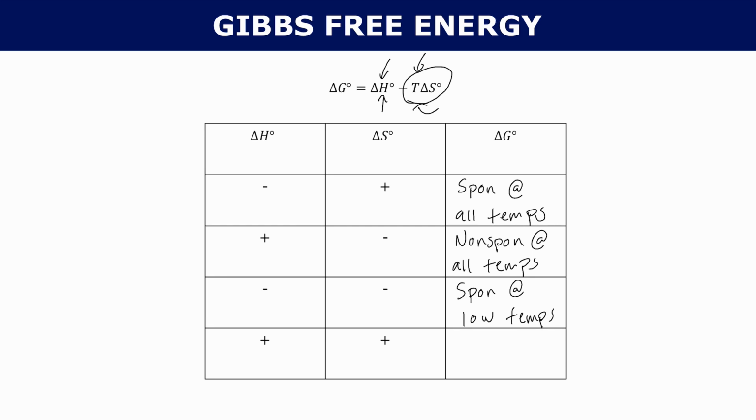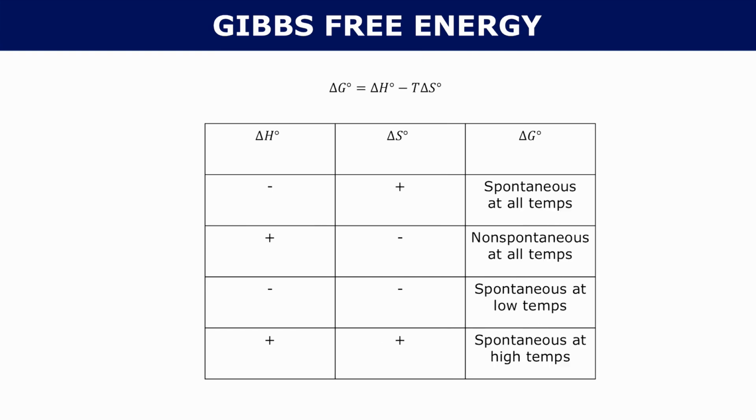Last one, positive and positive. Your enthalpy stays positive, but your entropy could overtake the enthalpy if your temperature was high enough. So if your temperature is high enough, you have a negative value, so this means you're spontaneous at high temps. And you can see a diagram here, or the completed chart here, where you have all your combinations.